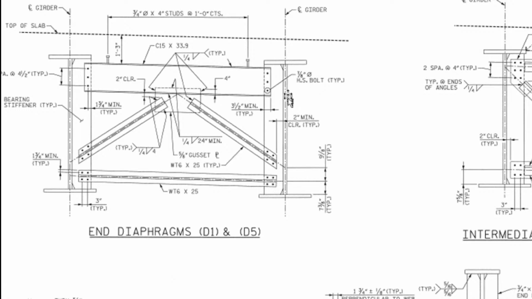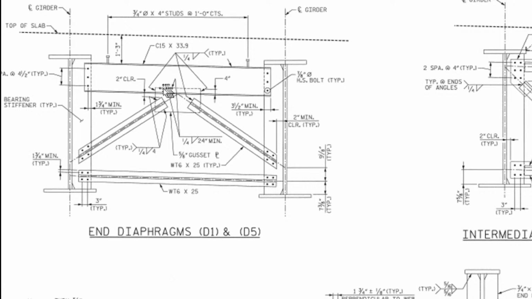What else? These dots are actually bolts. So HS bolt, typical HS bolt. What is the diameter? 7/8 inches diameter. Then we have a plate here. That is the gusset plate.